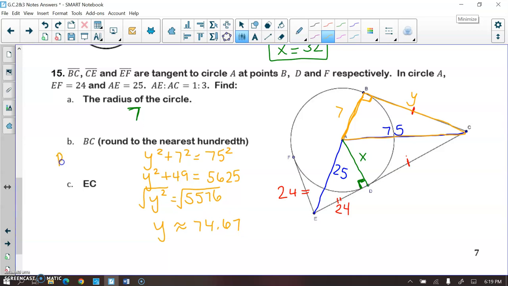So BC is what I labeled y. That's 74.67. Now they want you to find EC, which, since BC and DC are congruent, that would mean that DC is about 74.67. And to find EC, all I'm going to do is add the 24 to that 74.67. And that gives me about 98.67.